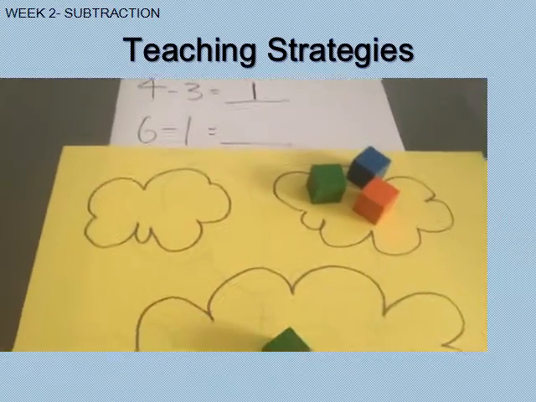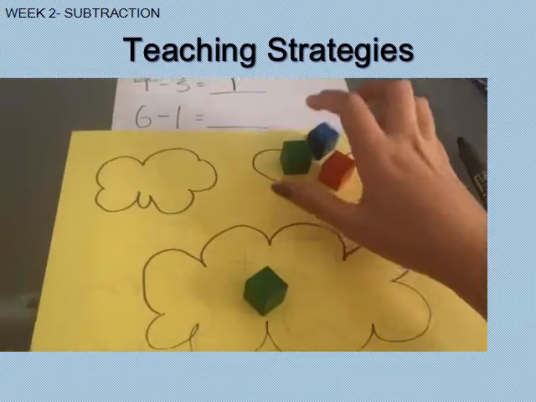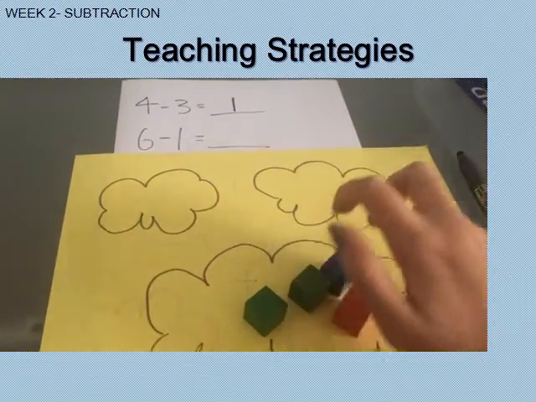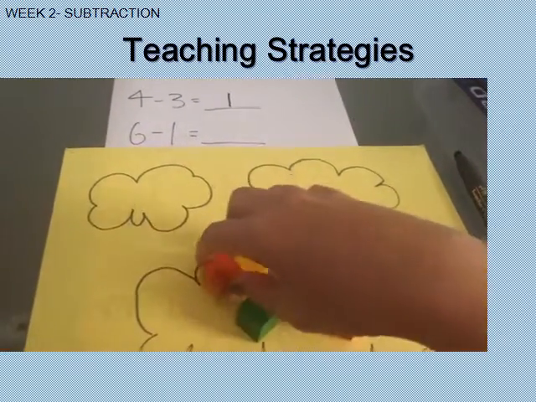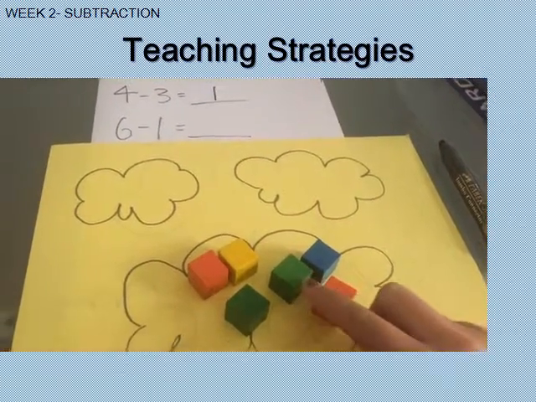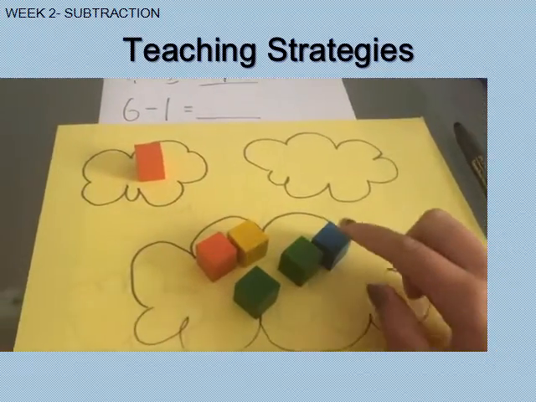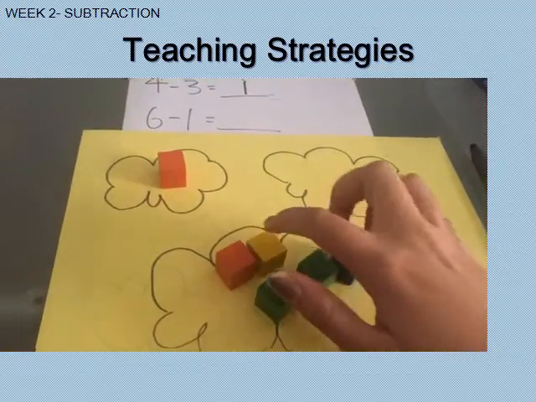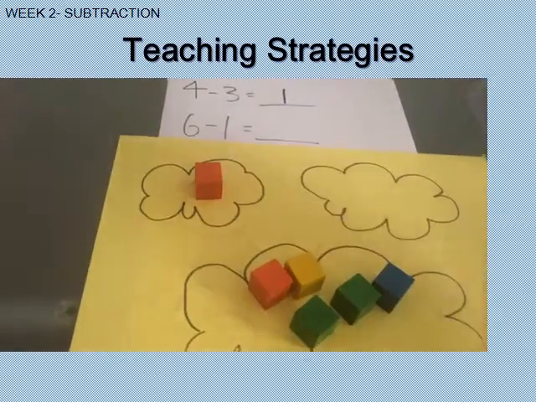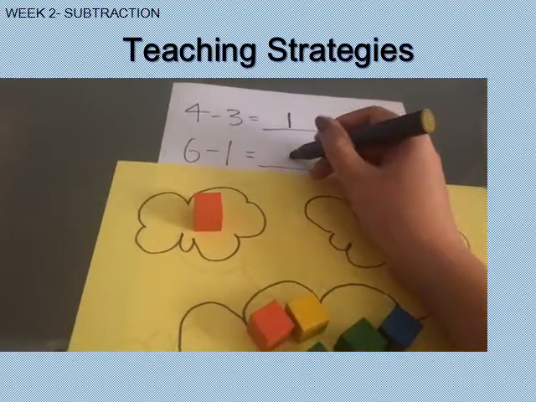And then you could have 6 minus 1, so you move it back into the big one because that's the total, and then you minus 1 to a cloud, and you count how many are left. So you have 1, 2, 3, 4, 5, and then you'd write down 5.